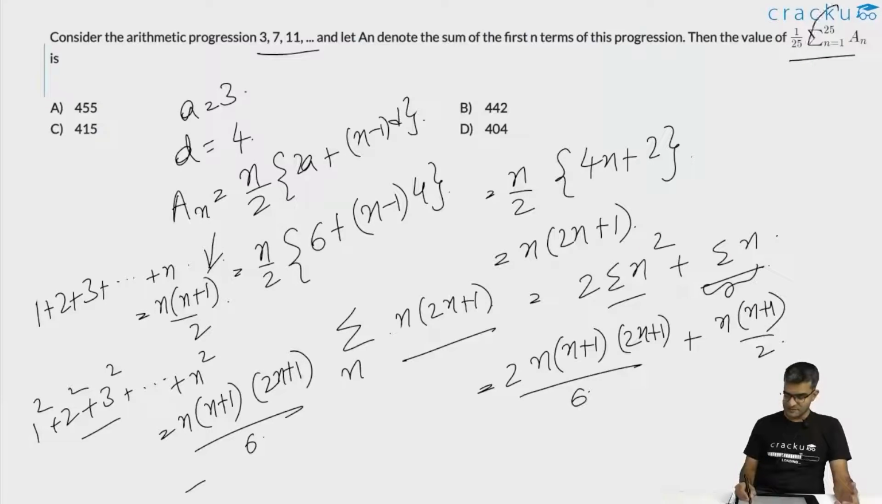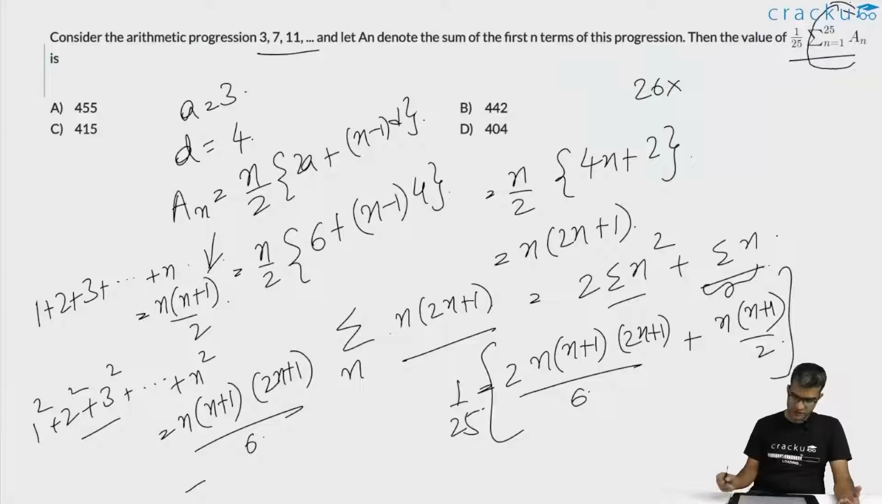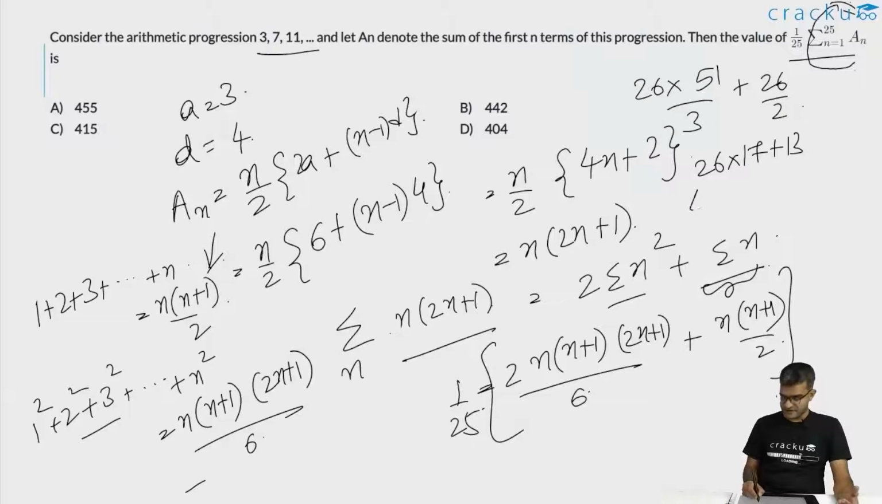This is the sum of the first 25 terms of this series. We'll have to divide it by 25 again. So if you're substituting that into 1 by 25, and if you're substituting the value of n to be equal to 25, it will simply become equal to 26 into 51 divided by 3 plus 26 divided by 2. This is equal to 26 into 17 plus 13. 26 into 17 is 442 plus 13 is equal to 455. So the answer for this question is option A.